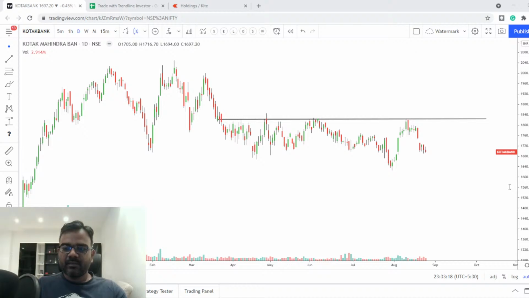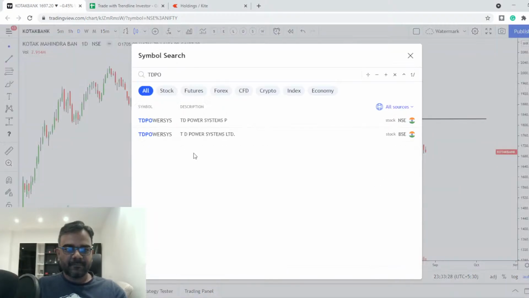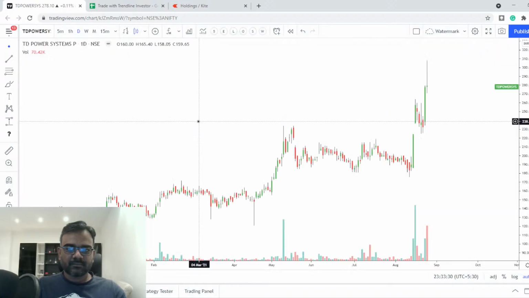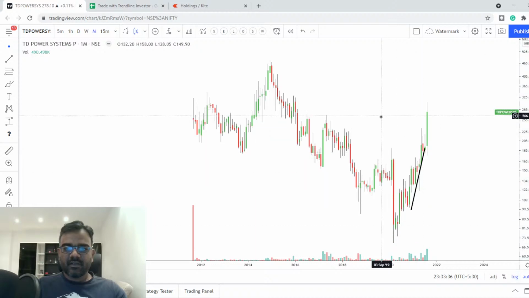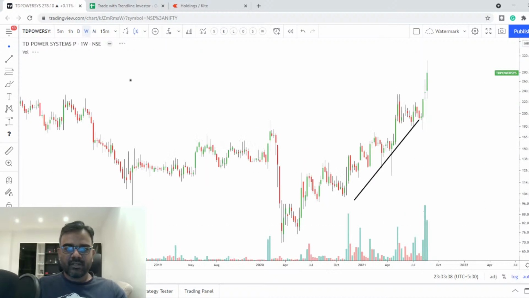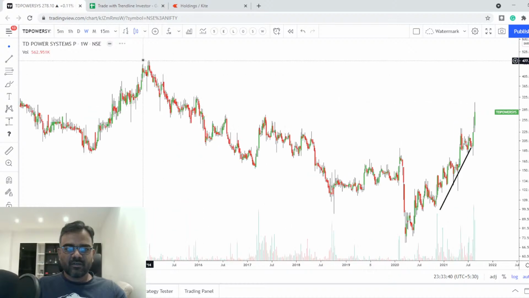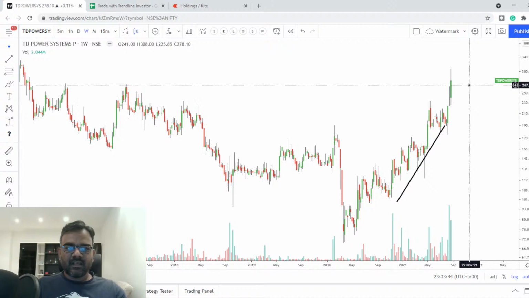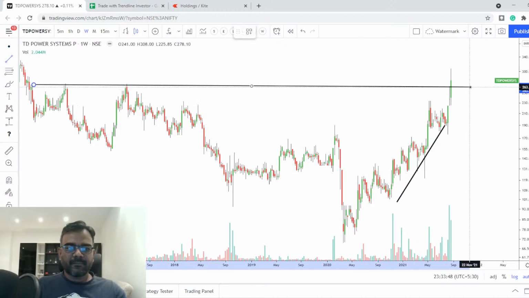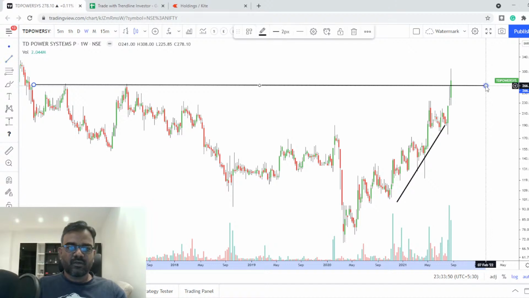Nishant asks: my view on TD Power Systems, can we consider this a breakout or wait till it crosses 328 or wait for a strong green candle? Yeah, let's look at it. The sell-off doesn't look good. It has seen a very strong sell-off. Let's look at the weekly charts. But it has come out from a very strong downtrend. This was a downtrend since 2014. It has broken out of this downtrend and is probably just facing resistance around this zone. Yeah, no, it has broken out from that zone.